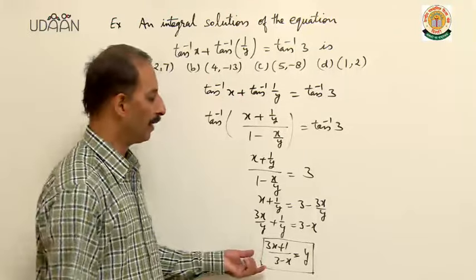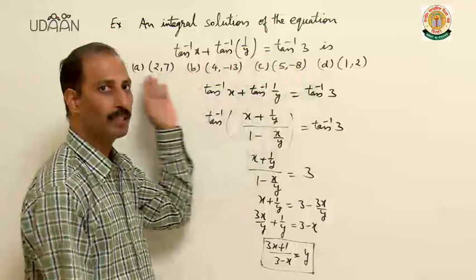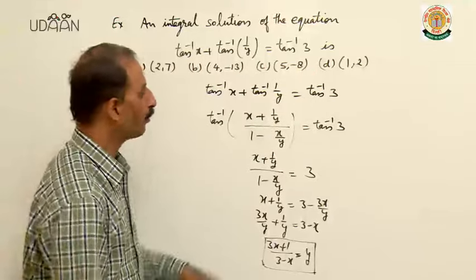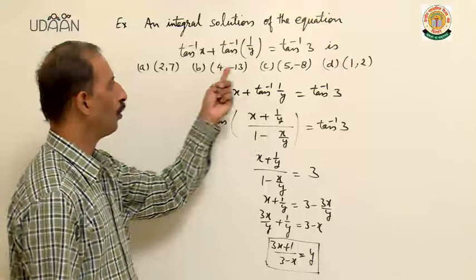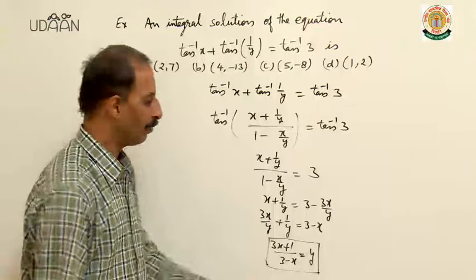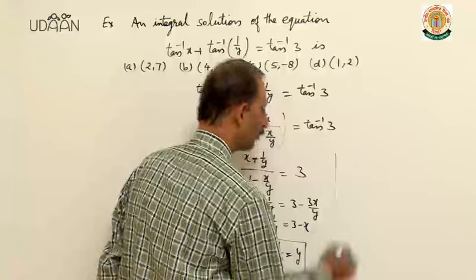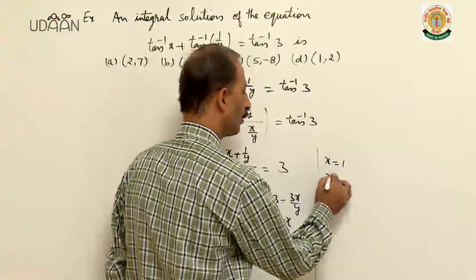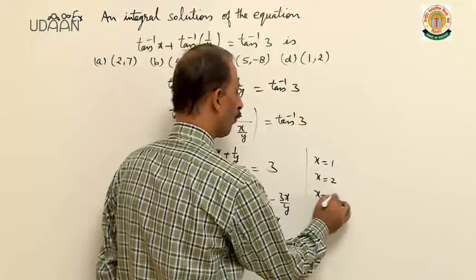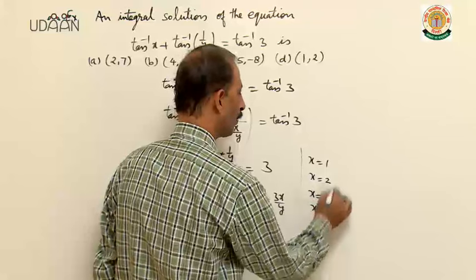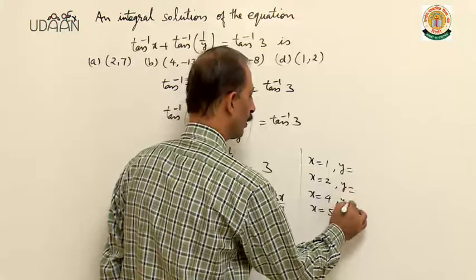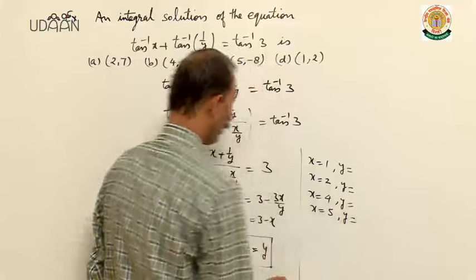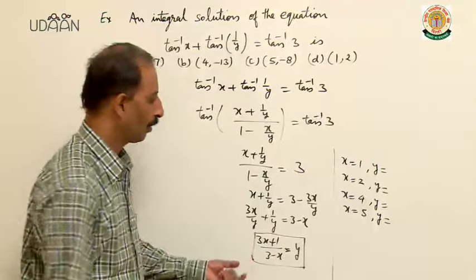Now children, it is better you use the options given here. So in place of x, the values they have given are 1, 2, 4 and 5. So in place of x, put 1, 2, 4 and 5 and find out the corresponding value of y. That is better than solving this one.